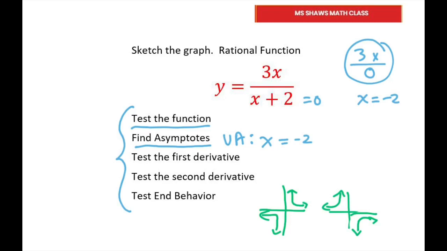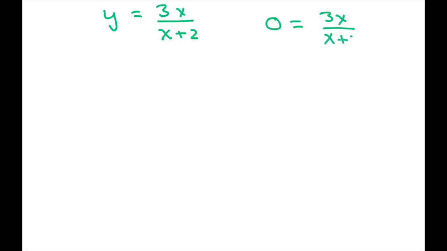Okay, so we get started here, and we're going to look for the x and y intercepts. So we have y equals 3x divided by x plus 2. Now, if I set my y to 0 to find the x-intercept, and you cross multiply, you're going to get 0 equals 3x. So to find your x-intercepts, you just set the numerator to 0 on rationals. So we get 0, 0.